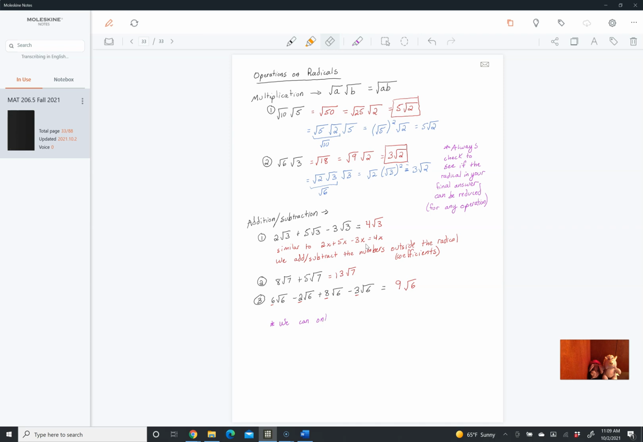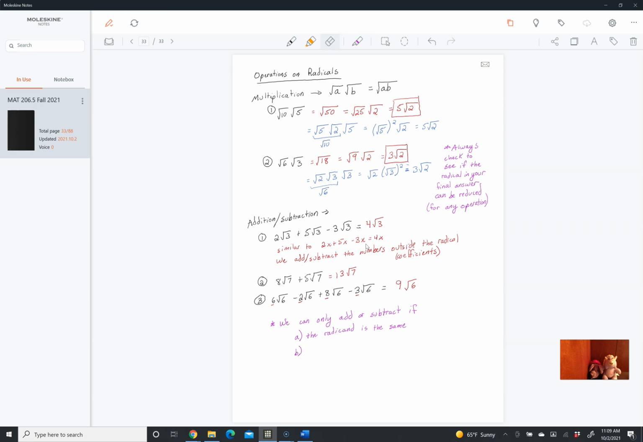We can only add or subtract if the following is true. The radicand has to be the same, which is the case here. In the first problem, the radicands were all 3. In the second problem, the radicands were all 7. And in the third problem, the radicands were all 6.